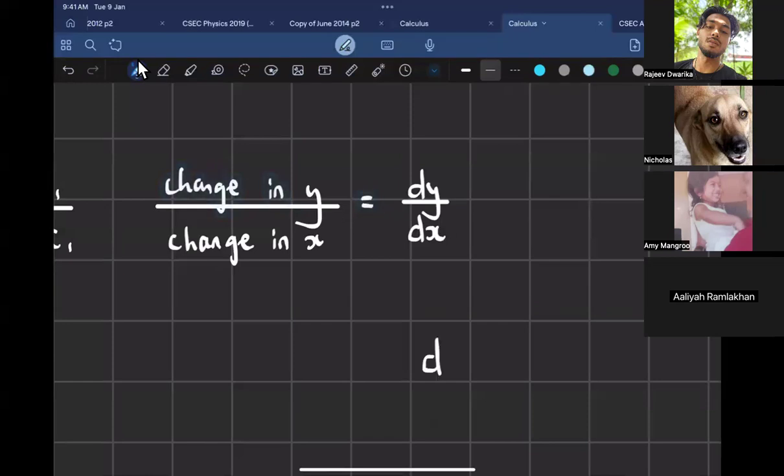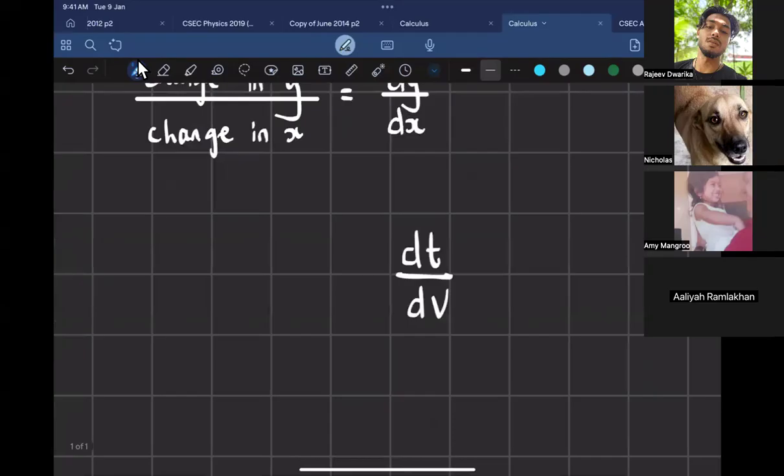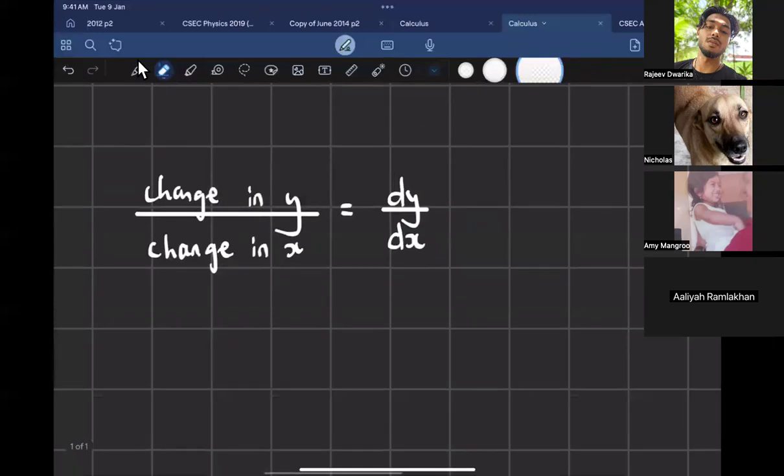If I had dt over dv, what would I mean? T is time and v is velocity. Aliyah, what does dt over dv mean? The change in time over the change in velocity. Now, I want you to say the change in time with respect to velocity. Change in time with respect to velocity. Right. So differentiation is just the change we're finding.